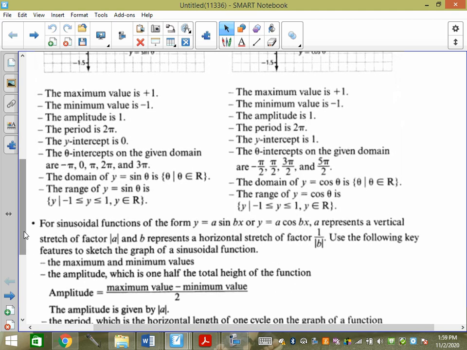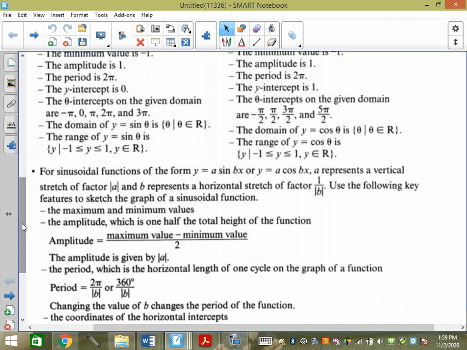Okay? And then for sinusoidal functions, it says if you have it in the form y equals a sine bx or y equals a cos bx, a represents a vertical stretch by a factor of absolute a, and then b is a horizontal stretch by a factor of 1 over absolute b, right? Because your stretch factors are always positive. That's why they're absolutes.